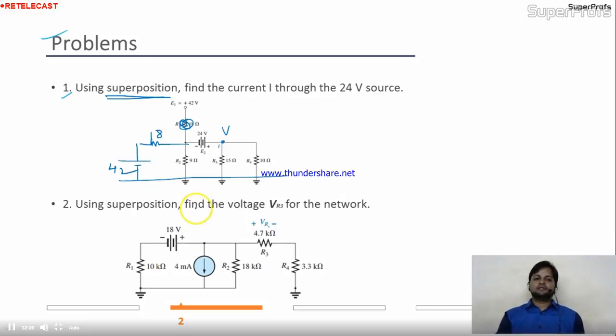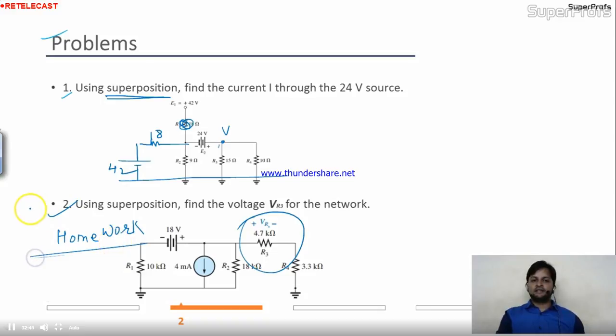Okay. Now using the superposition theorem, find the voltage VR3. Where is the VR3? Here is the VR3. By superposition theorem, you can easily find out. This is the homework for you. This is actually very easy. And remember, while solving at your home, please apply the superposition theorem. If you use the superposition theorem concept, you will be thorough with the problem.